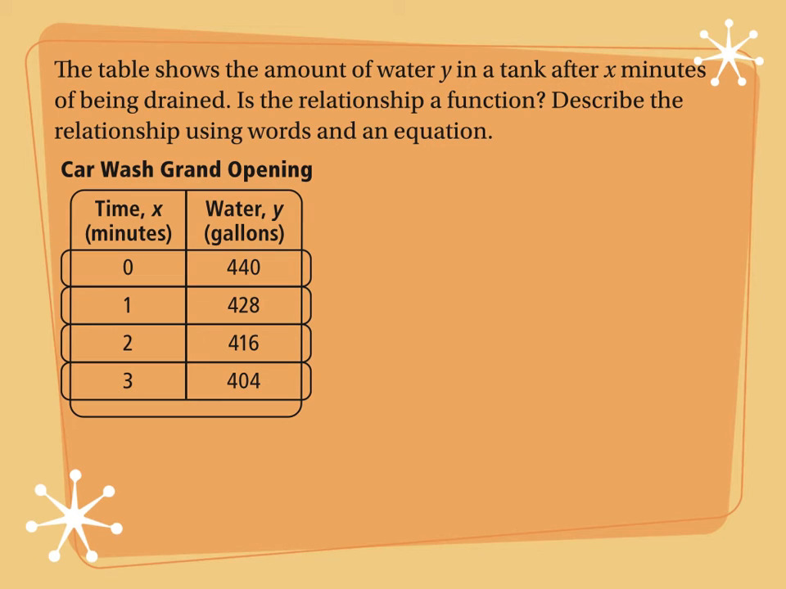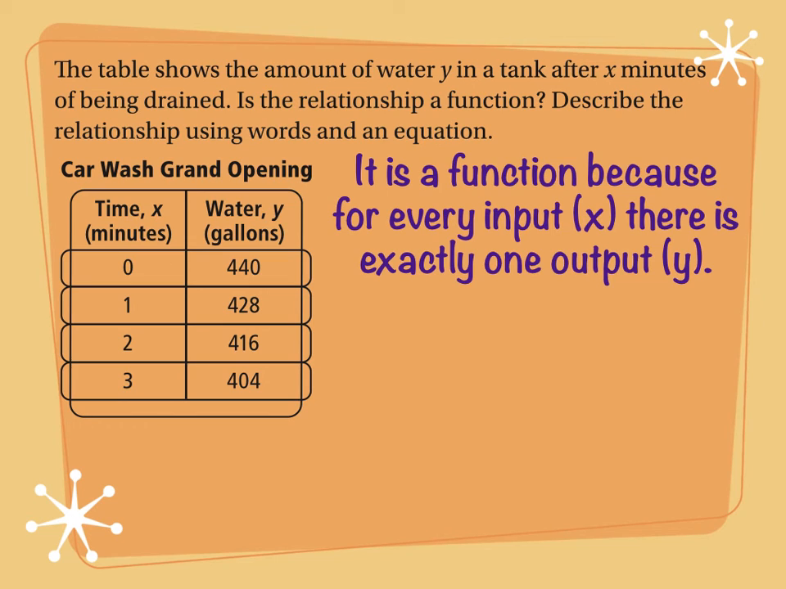So this is definitely a trend that is decreasing, right? As time increases, the water in gallons is decreasing. It is a function because for every input, for every x value, which are 0, 1, 2, and 3, there is exactly one output or y value, right? When x is 0, there are 440 gallons of water. That's for sure the number of gallons of water at 0 minutes. It doesn't have multiple different values at 0 minutes, and the same for 1, 2, and 3.